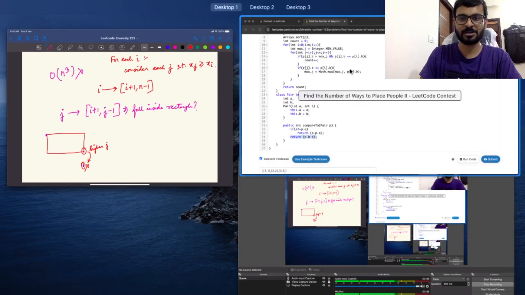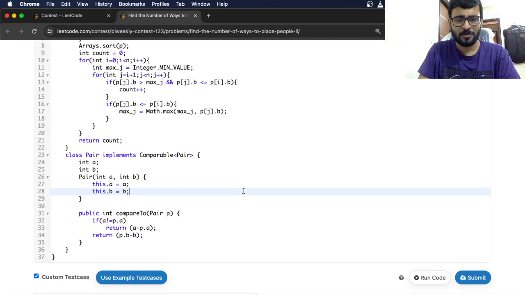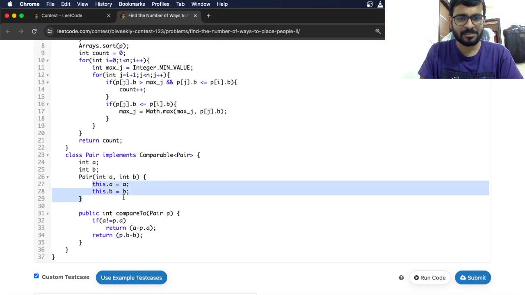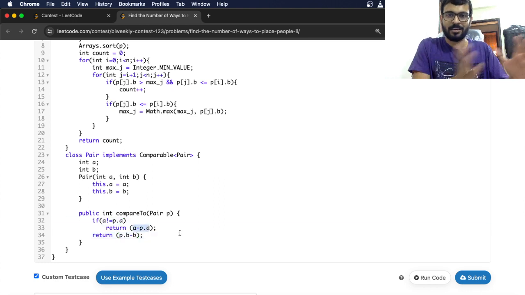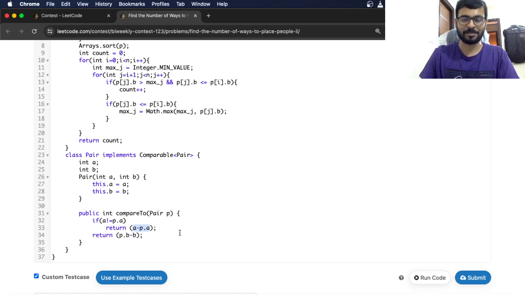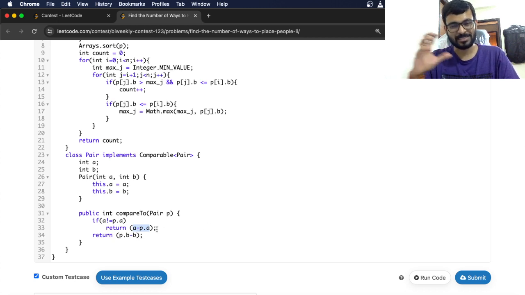So I've sorted. This is the comparator sort basic code. What have I done? This is the constructor, and I've said that if a is different, then a minus p dot a. So if a is lesser, then select the first element, and otherwise select the next element. This is how this compareTo logic works. Otherwise, return the other way: p dot b minus b. That is the other way.